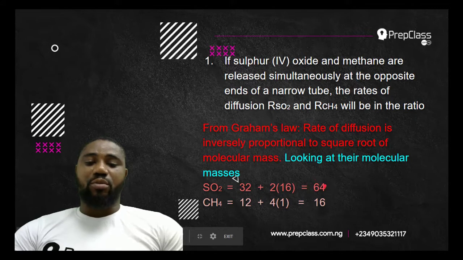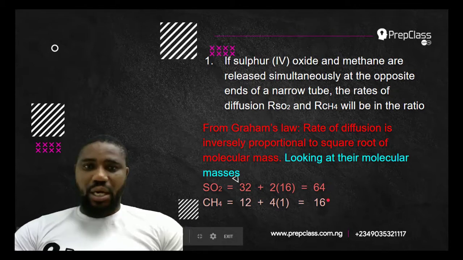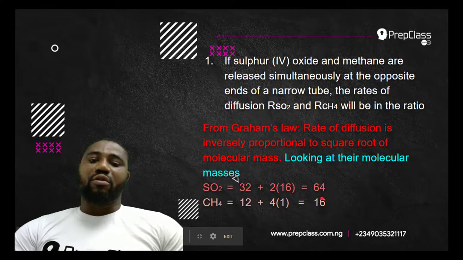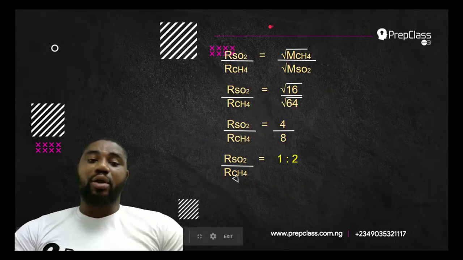So we've gotten the molecular mass of sulfur oxide as 64, and the molecular mass of methane as 16. You can see that sulfur oxide is heavier than methane. Since methane is lighter, methane will diffuse faster than sulfur IV oxide. The heavier the gas, the lower its rate of diffusion. The lighter the gas, the faster its rate of diffusion.